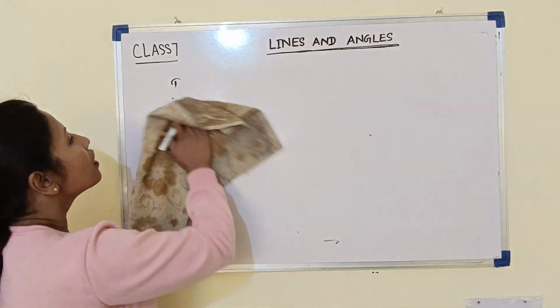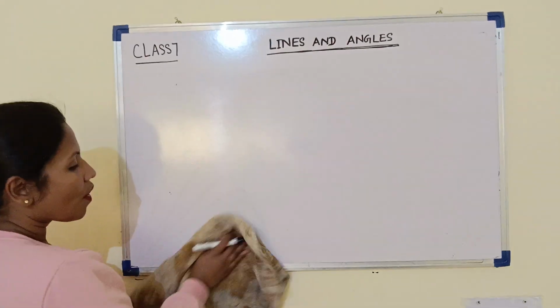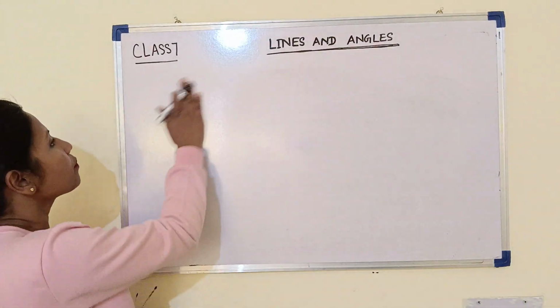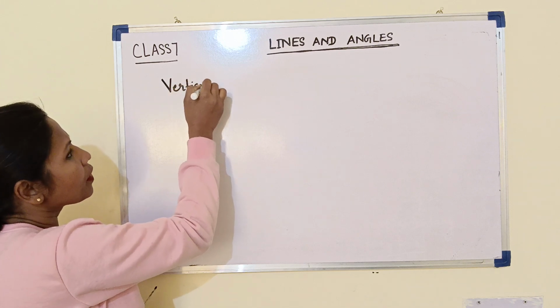Now let's read about a few more angles, like vertically opposite angle. This is very important. Why?